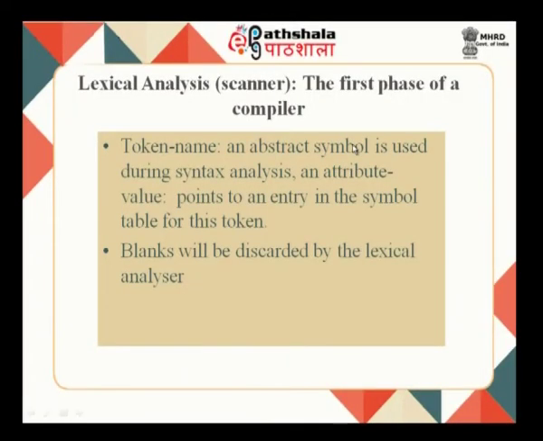The token name is normally an abstract symbol which is used during syntax analysis. An attribute value is nothing but a pointer to the entry in the symbol table for this token. Blanks will be discarded by the lexical analyzer. So, you have a token name and an attribute. The token name is the symbol used during syntax analysis, and the attribute points to an entry in the symbol table for this particular token. So, you are putting it in a symbol table, right? The symbol table ID or the symbol table address will basically be the attribute it gets.